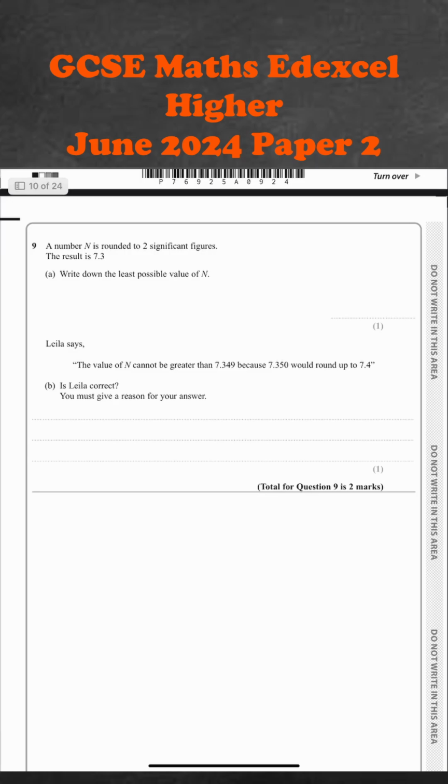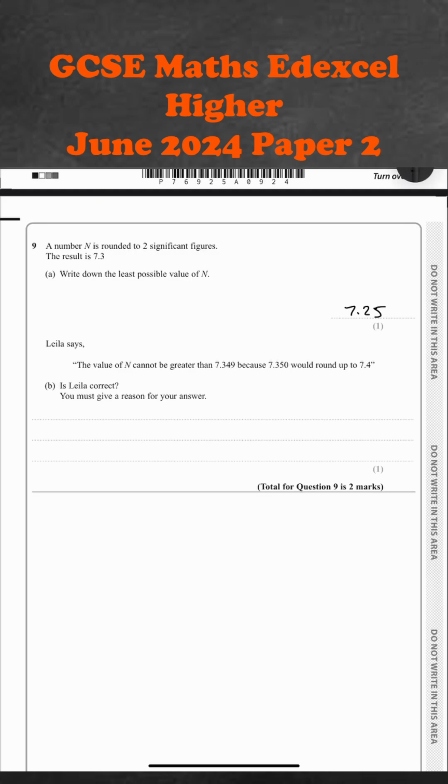Question 9. A number n is rounded to two significant figures. The result is 7.3. Write down the least possible value of n. That will just be the lowest number that gets rounded up to 7.3, which is 7.25.